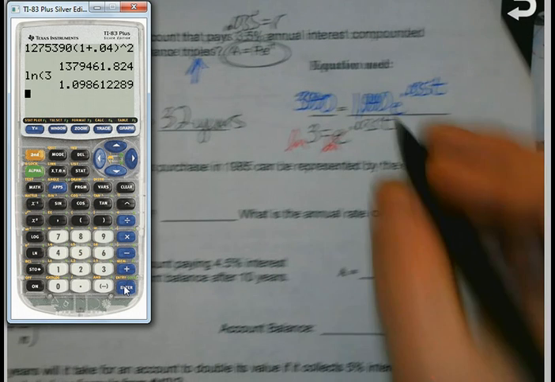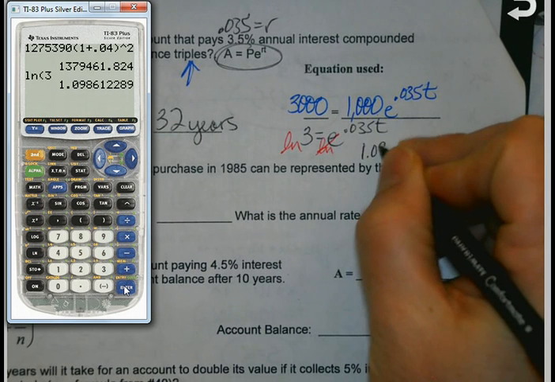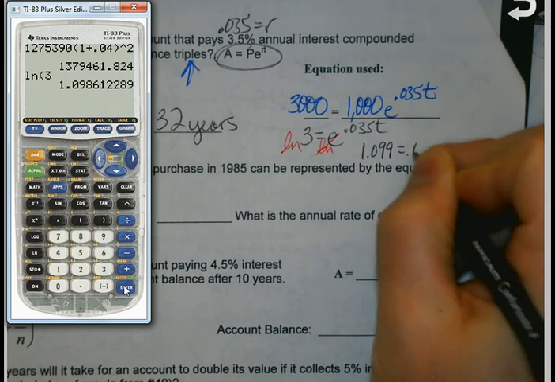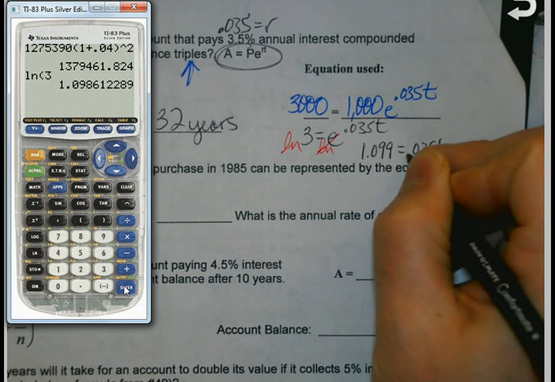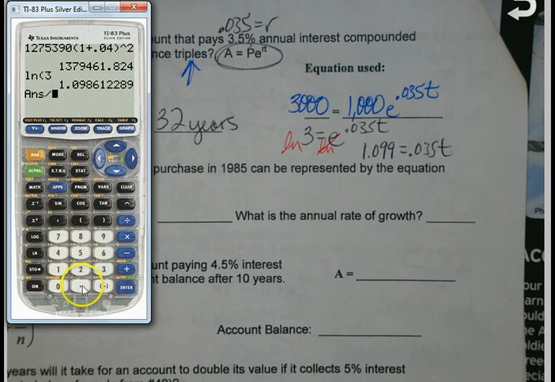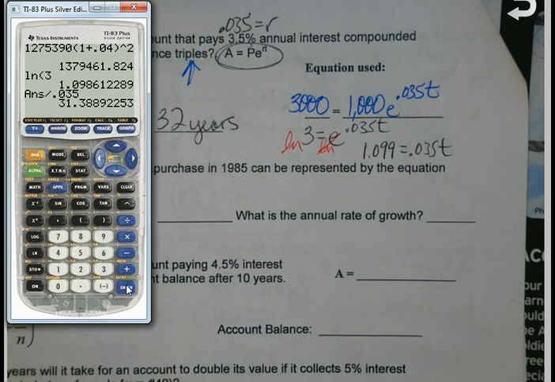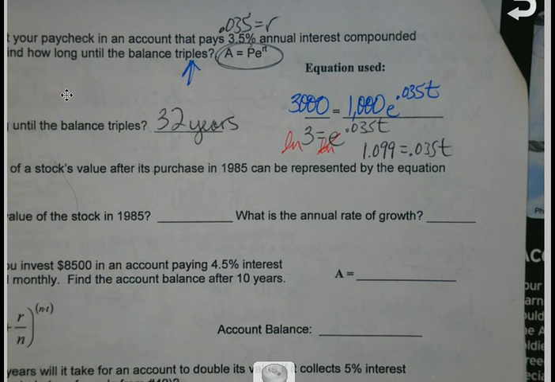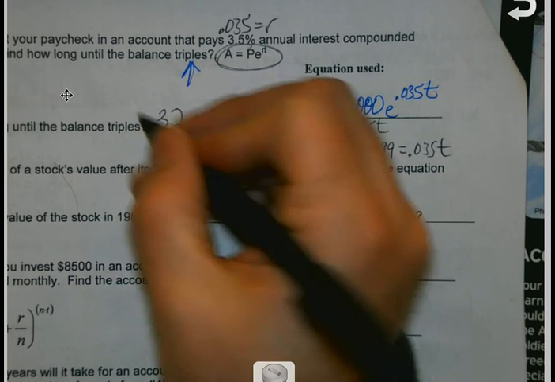So I'll scoot this over a little. And then I could divide that by 0.035. And again, over 31 years decimally. And you kind of see where I could get my answer either way. So I don't care which route you go. Okay? They'll both get you to approximately the same answer, 31, 32 years, somewhere in there.